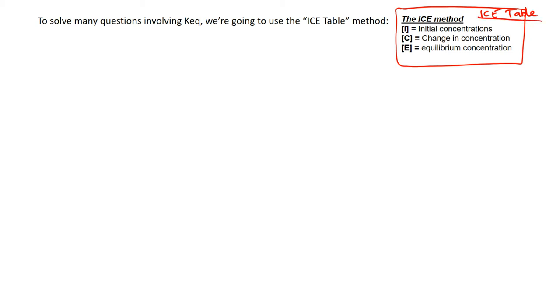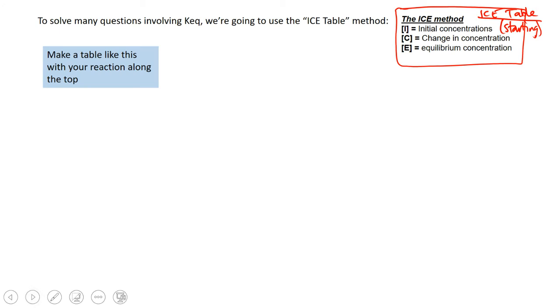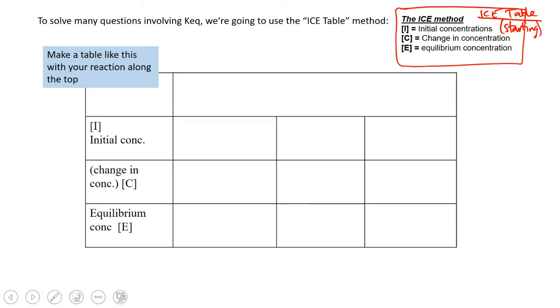And that's going to help us keep track of the I, which stands for the initial or starting concentration at the beginning. The C is the change in concentration. How much do things go down by or go up by as they react? And the E, hopefully obviously, stands for the equilibrium concentrations. So we're going to make a table for a reaction that looks something like this. On the left-hand side, you're going to keep track of your initial concentrations, your changes of concentrations, and your equilibrium concentrations in that order.